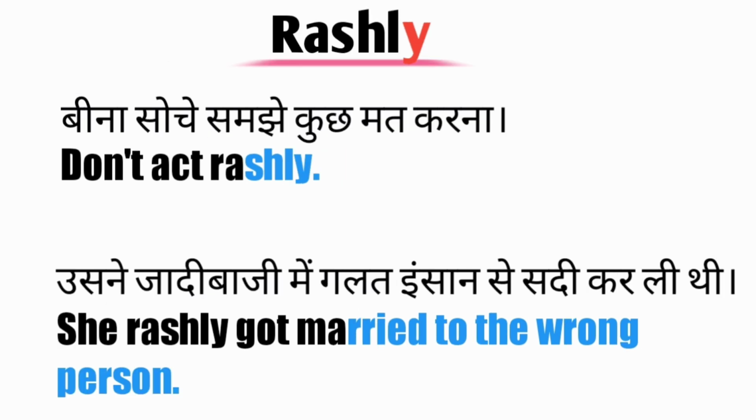Okay, all right. The next topic would be "rashly". Rashly, which means sometimes what happens is you do something without thinking and understanding. At that time, you can use rashly. Okay. For example, बिना सोचे समझे कुछ मत करना. In English, you could say, don't act rashly. The second sentence would be, उसने जल्दबाजी में गलत इंसान से शादी कर ली थी. She rashly got married to the wrong person.